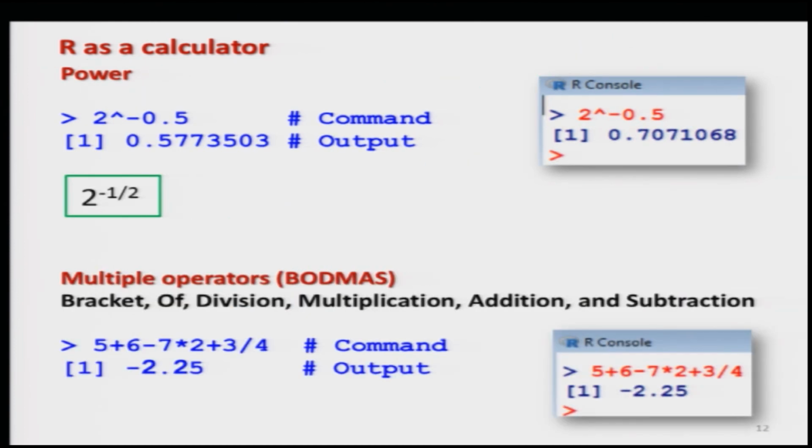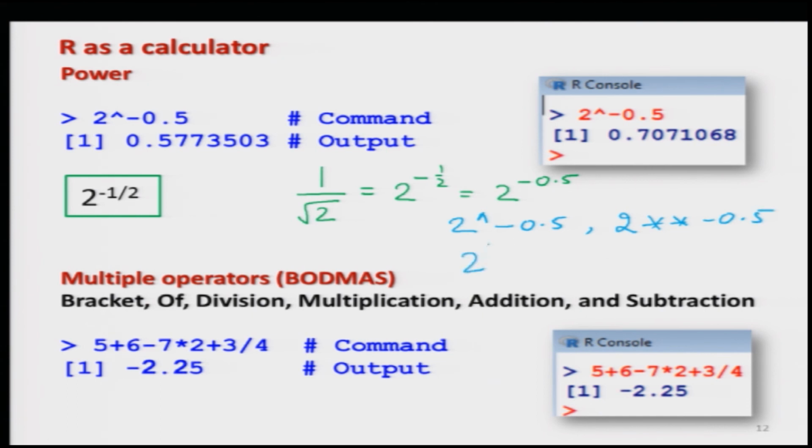And similarly, if you want to find 1 upon square root of 2, that is the same as 2 raised to the power of minus 1 by 2, which is the same as 2 raised to the power of minus 0.5. So you can write 2 raised to the power of minus 0.5, or 2 double star minus 0.5, or 2 hat minus 1 by 2, and so on. Whatever you want, you can use it.